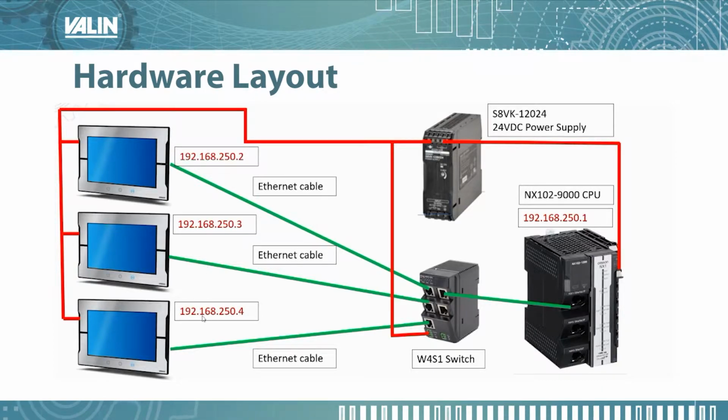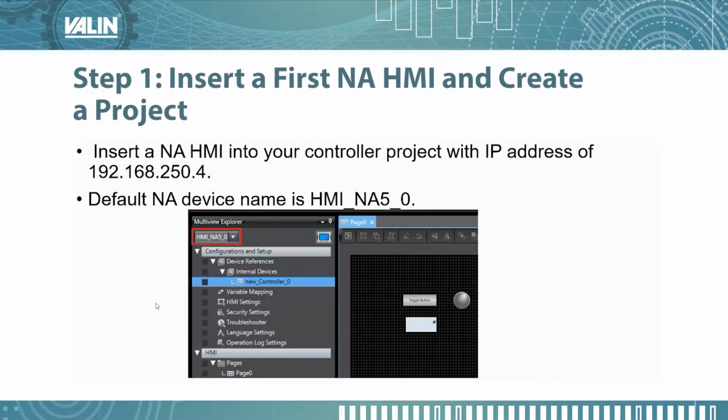three NA HMIs connected to the switch, and the IP addresses for these HMIs are 192.168.250.4, 192.168.250.3, and 192.168.250.2. So first things first, you will insert the first NA HMI and create a project and give it the IP address 192.168.250.4. By default, the NA device name would be HMI_NA5_0.